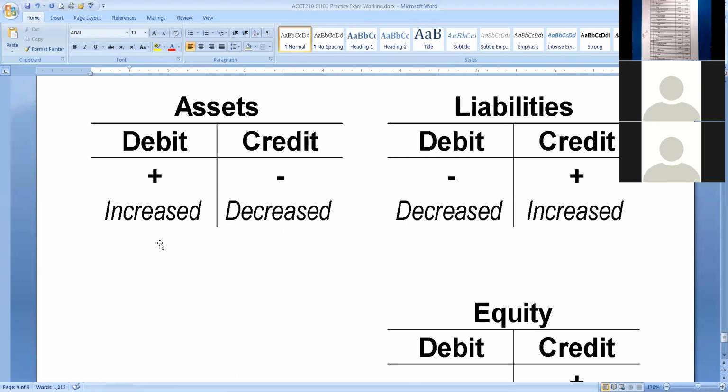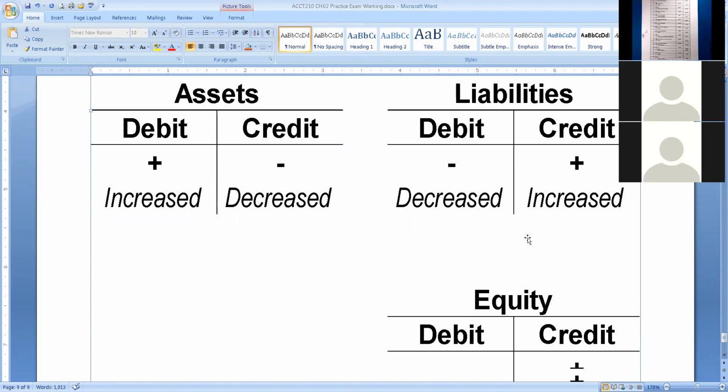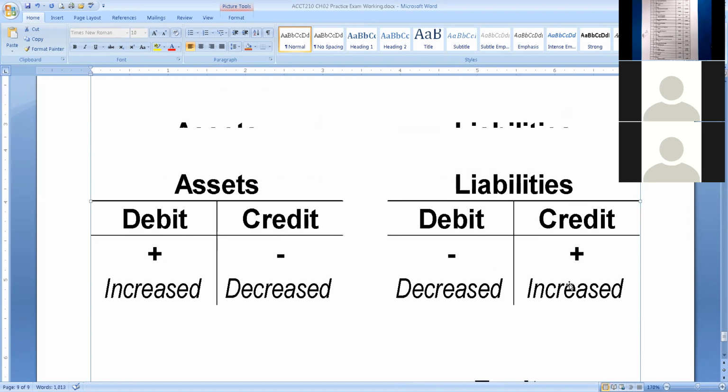You can't have negative inventory or anything like that. If you have any inventory, it's going to be a positive. If you have any equipment, it's going to be positive. Again, you could have zero, but you're not going to have negative. So the normal balance is always going to be wherever the plus is. Same thing with liabilities. You could have zero liabilities, but you can't have negative liabilities. And same thing with equity.